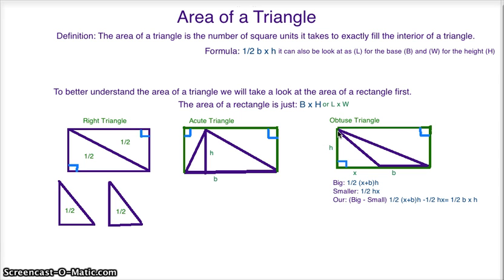And to find what the area would be, we would take our big triangle, which would be 1/2 times our base times our height. And we would subtract from that our smaller triangle, which would just be the half of this height and this extra base. And that would then give us 1/2 base times height.